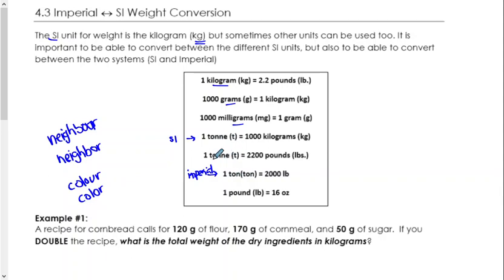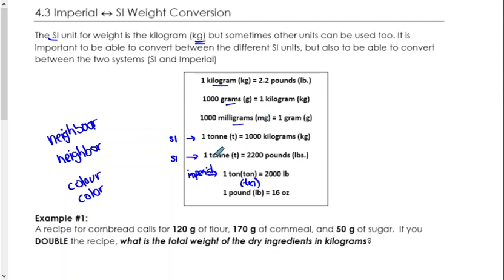So here we have our SI tons. And our imperial tons is TON. Okay, the unit for SI tons is just a T. The unit for imperial tons is, you can write out TON, ton, or you can use TN. Oh, I don't know why that's doing that.